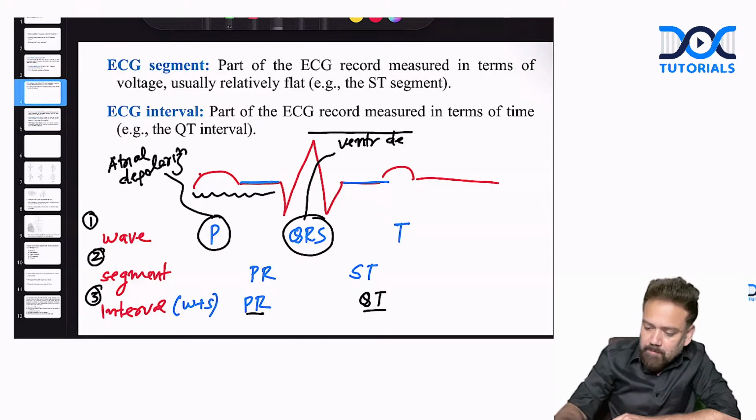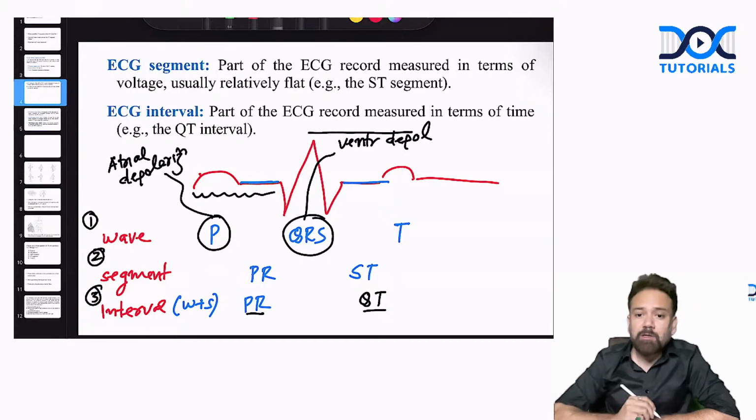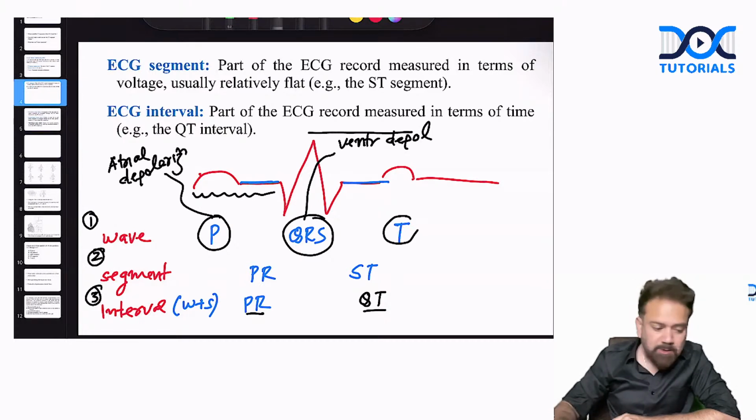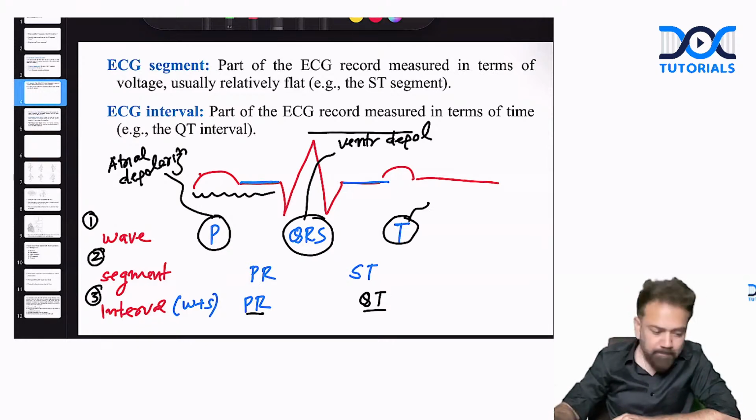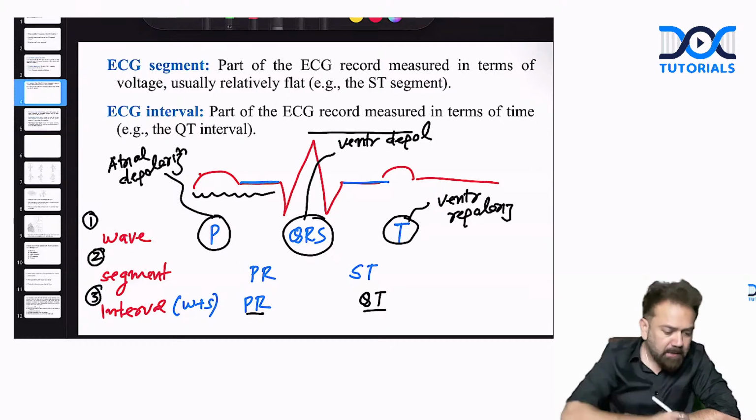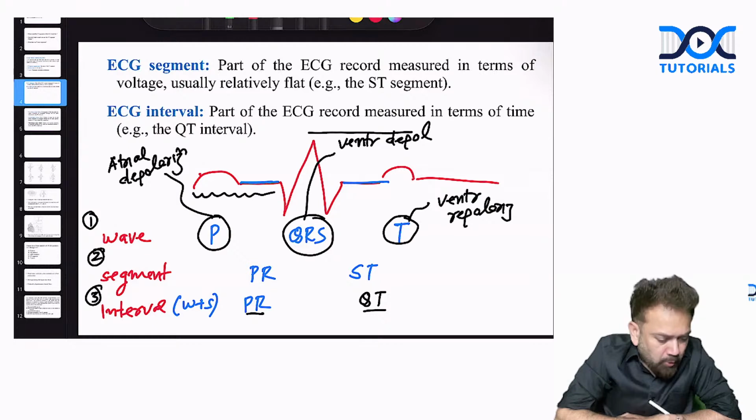Ventricular depolarization. And T wave, as asked in this question, what about T wave, doctor? So T wave represents mainly ventricular repolarization.